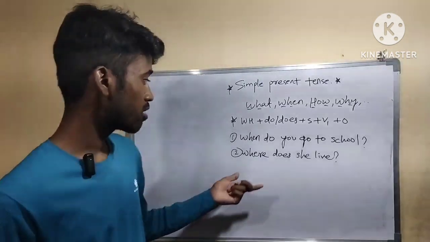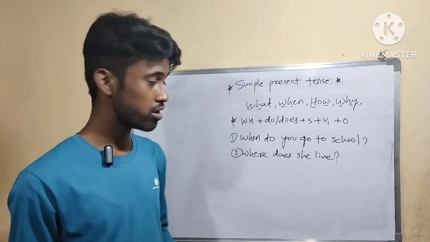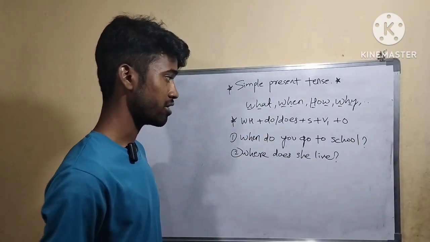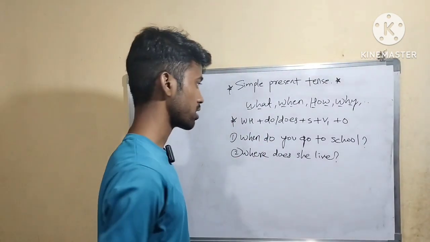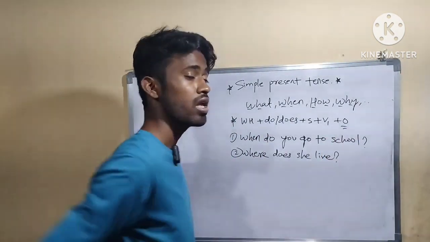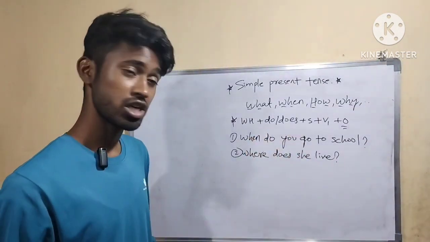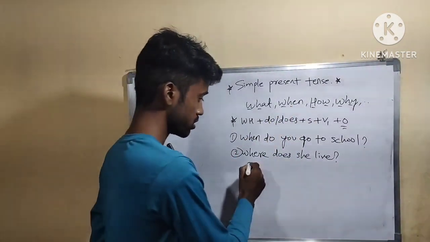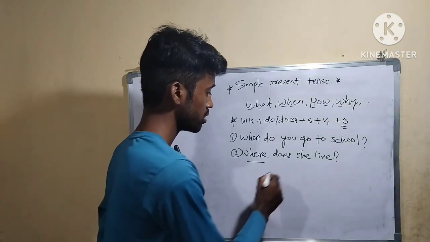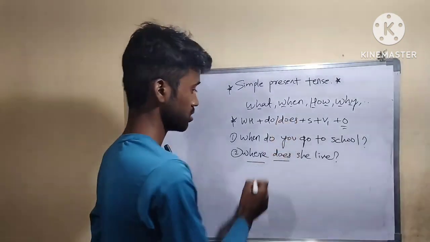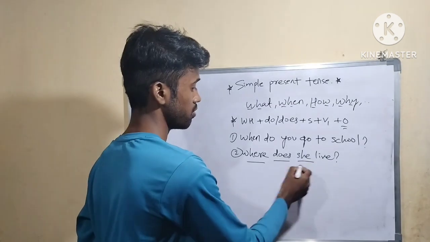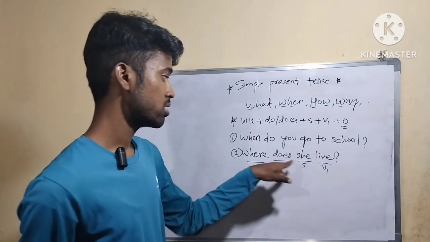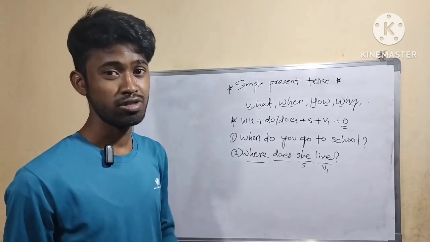So what is the second question? Where does she live? If you compare with the structure I have written, here there is no object, so this is an optional part. Even if you don't write the object it is fine, but up to the verb you must write. Now see, this is the WH word and this is do or does. According to the subject we have to take it: this is the subject and this is the first form of the verb. Does, because the subject is third person singular.